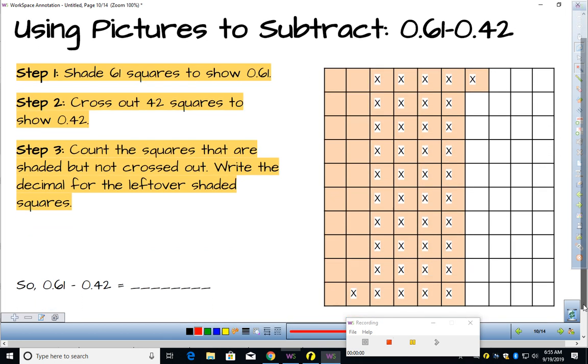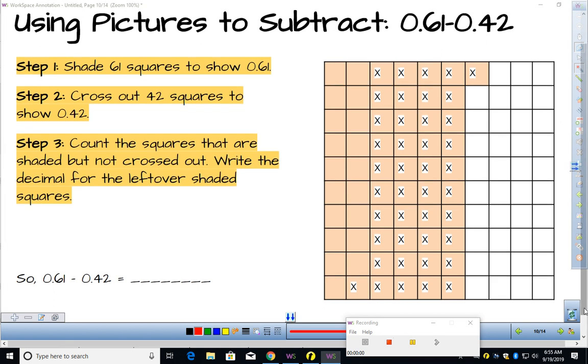Subtracting gets a little bit different, and immediately when we're talking about subtracting, what do you notice that's different? If you said that some of the squares have x's in them, that's absolutely correct. When we talk about subtracting with models, I want you to think about xing out. We'll talk about that when we get to step 2. You can highlight your 3 steps. In this case, I have 61 cents.